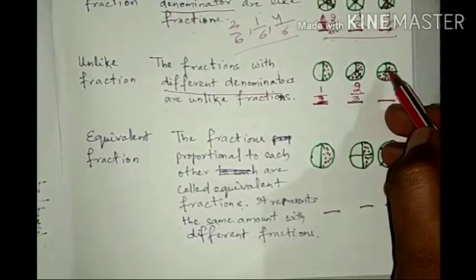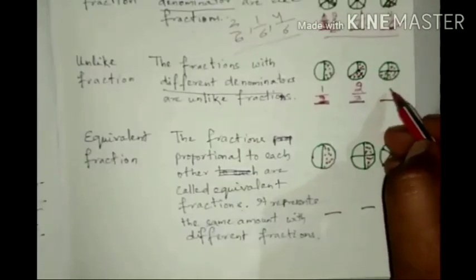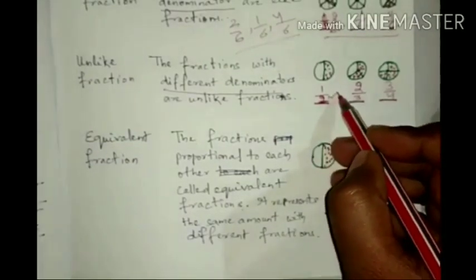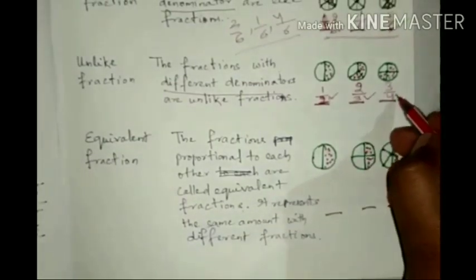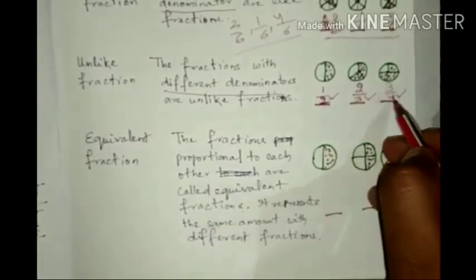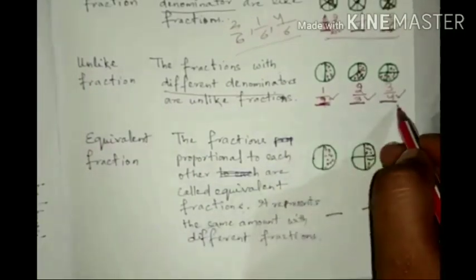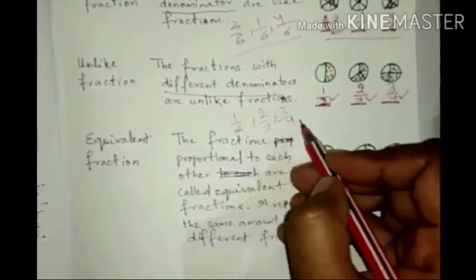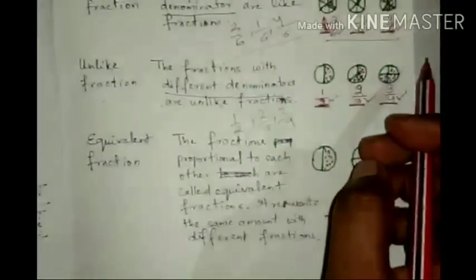Then look here, the roti is divided into 4 equal parts, and out of this I have only 3 parts, 3 by 4. So here look, the first one has denominator 2, the second one denominator 3, in the third one denominator is 4. So 1 by 2, 2 by 3 and 3 by 4. In all these three fractions, denominators are different. So 1 by 2, 2 by 3, 3 by 4 are unlike fractions. Like that you can set examples.